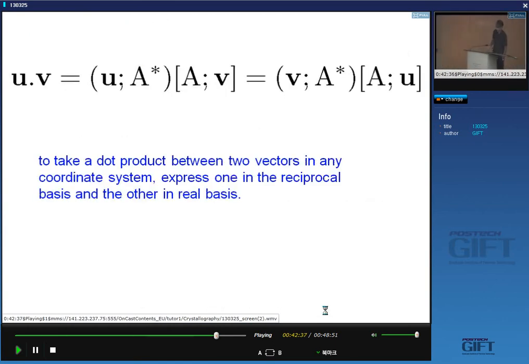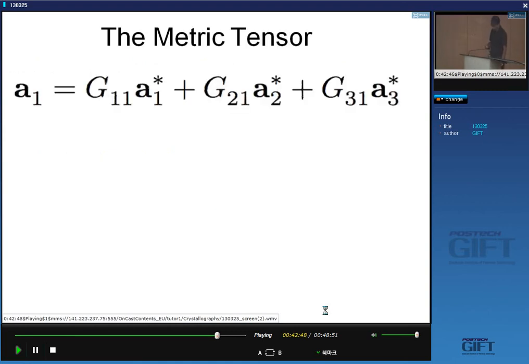Right. So I need to be able to write an equation like this, where I can define the components of a vector in real space or in reciprocal space, however I choose to do it. So we proceed in exactly the same way as before when we had the coordinate transformation matrix. We find the relationship between the basis vectors in real space and in reciprocal space.